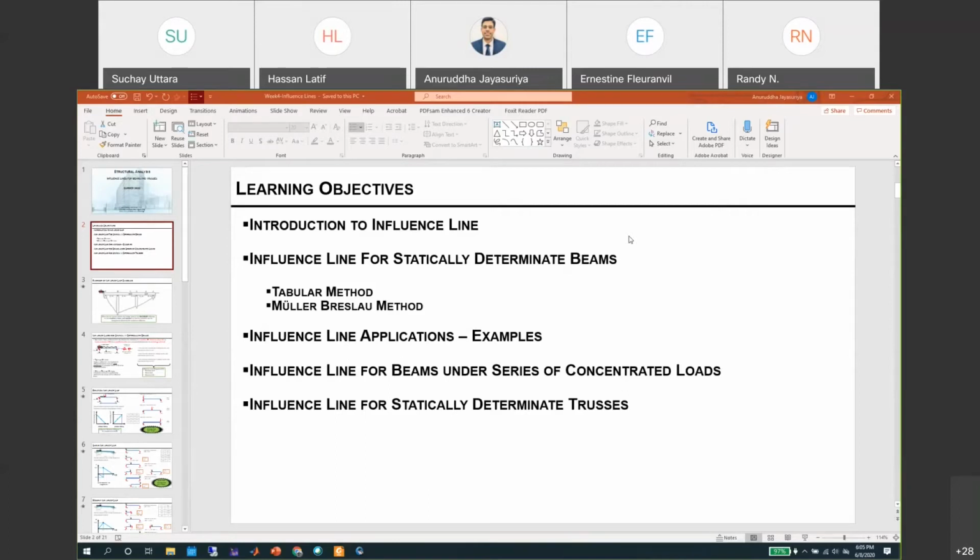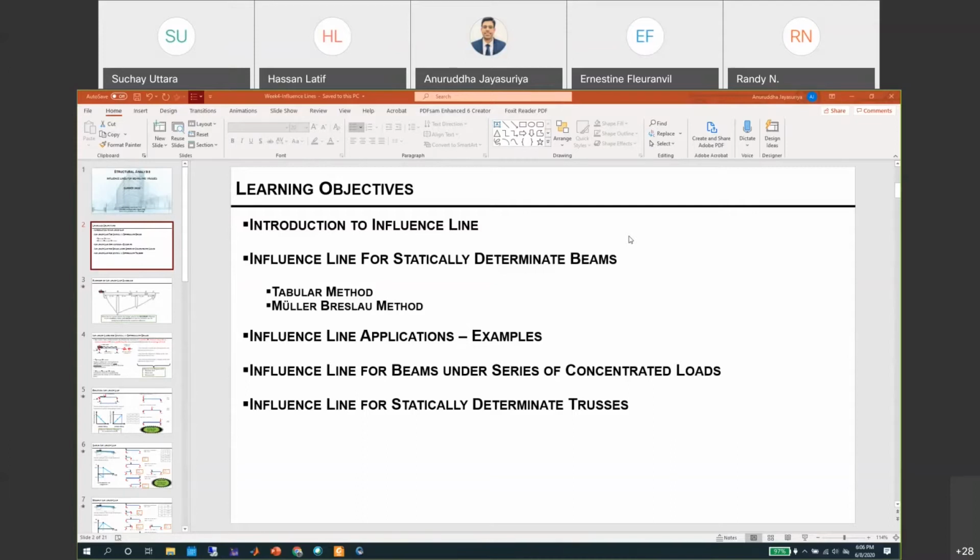Today we are going to talk about moving loads. For example, what happens if a car is moving across a bridge? What happens to those reactions? What happens to the moments, shear? What happens to those actions? Basically, what I'm saying is the variation of those actions.